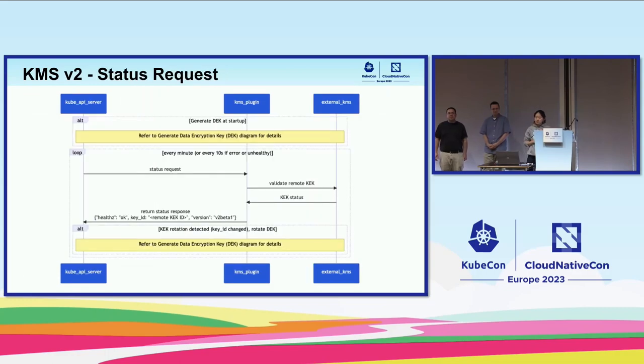And then last but not least, we talked about the status request. The status API is used to check the health of the plugin. About every minute, it calls the status API to ensure that the plugin is still healthy, and if not, every 10 seconds or so, it checks why it is unhealthy. The plugin also returns the current key ID it's using, and if the remote KMS gets rotated, it's going to return the new key ID to the API server, and then the API server will use the new key ID to generate a new data encryption key.